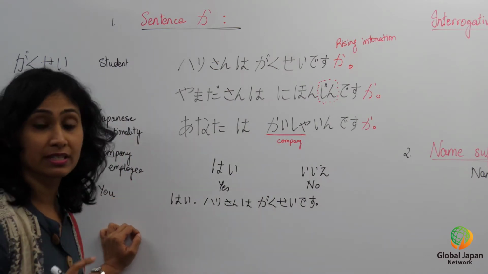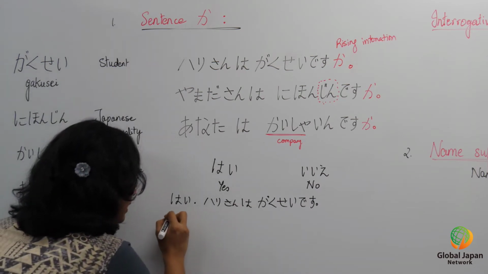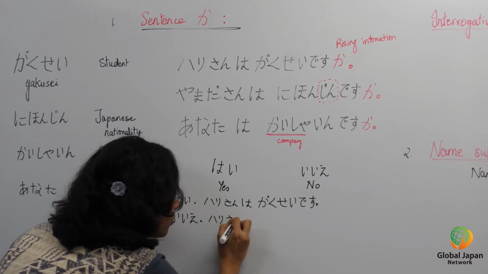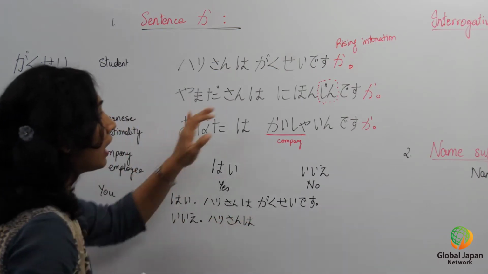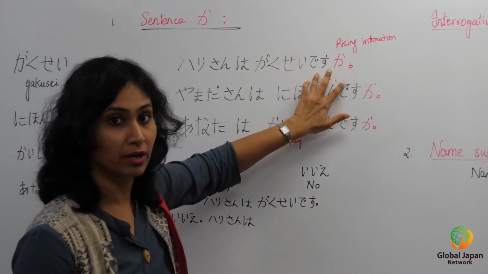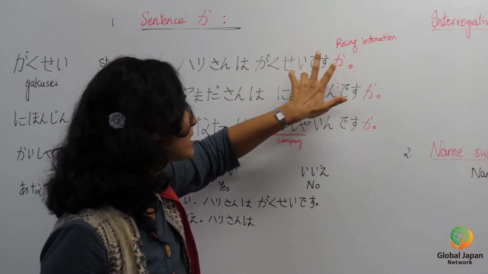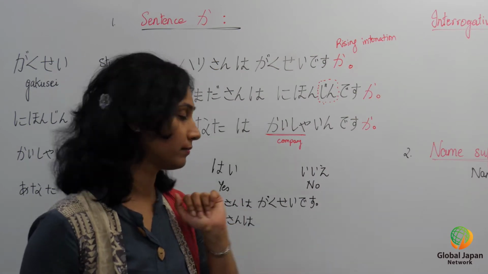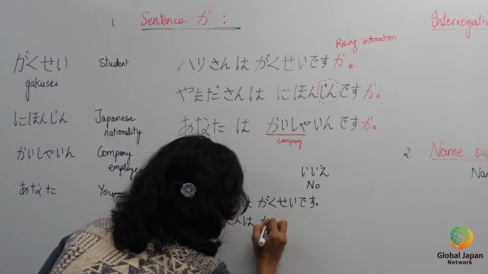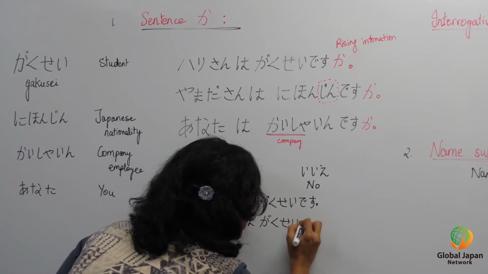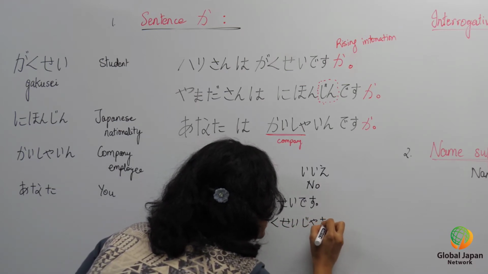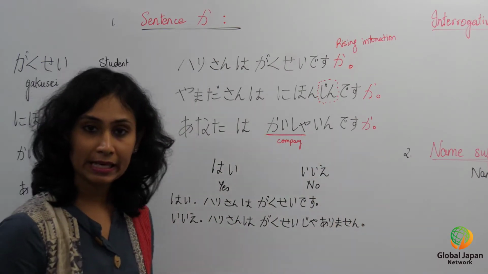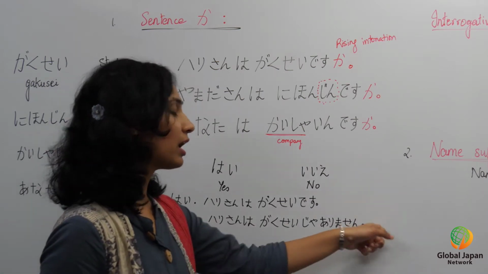If I don't agree with this statement, I want to tell no. I would tell iie, Hari-san wa. I am telling not a student. So this has to be made into negative. And how do you do that? Ja arimasen. So I would tell gakusei ja arimasen. Iie, Hari-san wa gakusei ja arimasen.